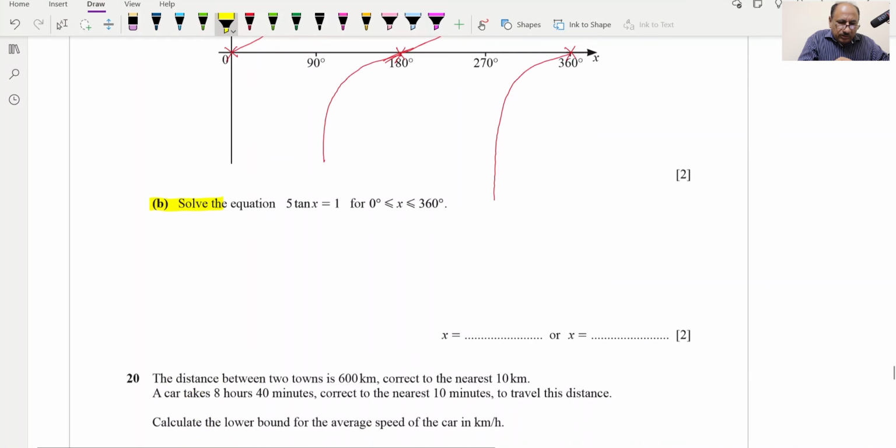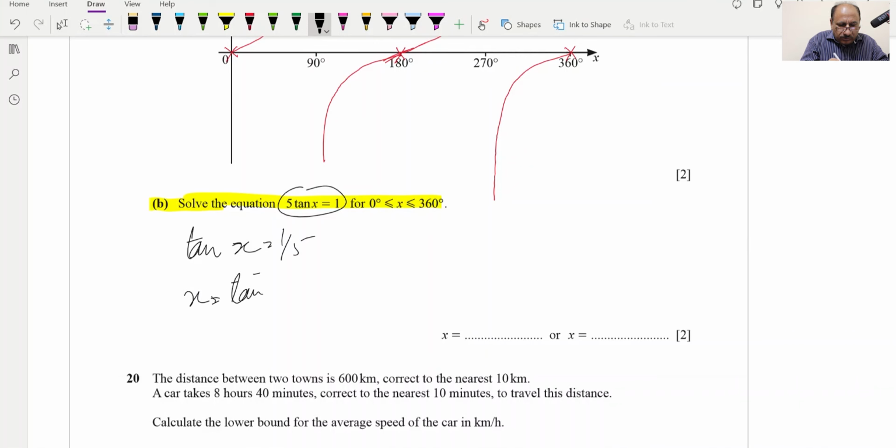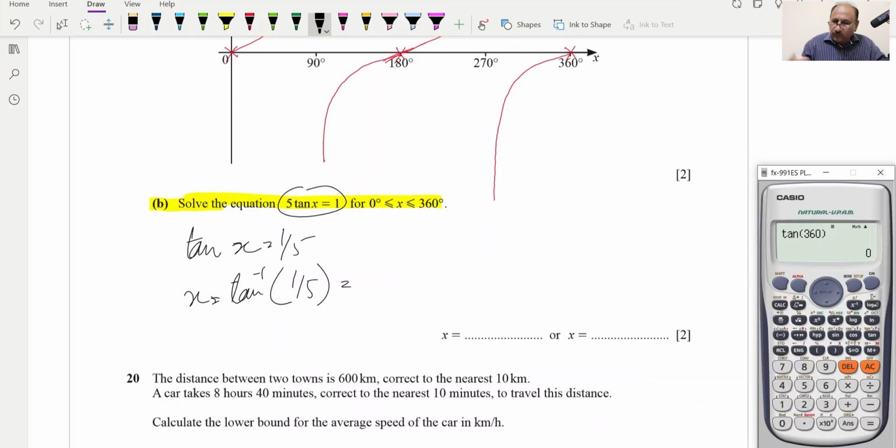Then they're saying solve the equation 5 tan x is equal to 1 from 0 to 360 degrees. So this equation implies tan x is equal to 1 over 5. So x will be equal to tan inverse of 1 over 5. Shift tan of 1 over 5 is equal to what? This is equal to 11.31.